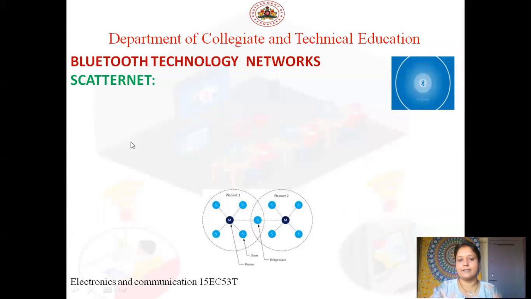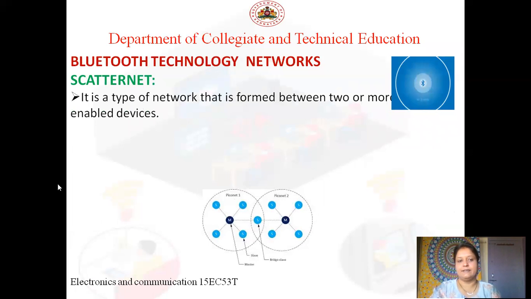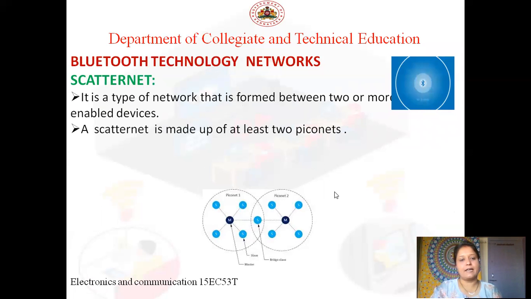Now, if you consider the scatternet, what is the scatternet? This is one Piconet and this is another Piconet. The combination of these two is collectively called one scatternet. The main thing is that a scatternet is a Bluetooth network in which one common device is shared by both Piconets. This combination is called the scatternet. It is a type of network formed between two or more Piconet-enabled devices. A scatternet is made up of at least two Piconets.